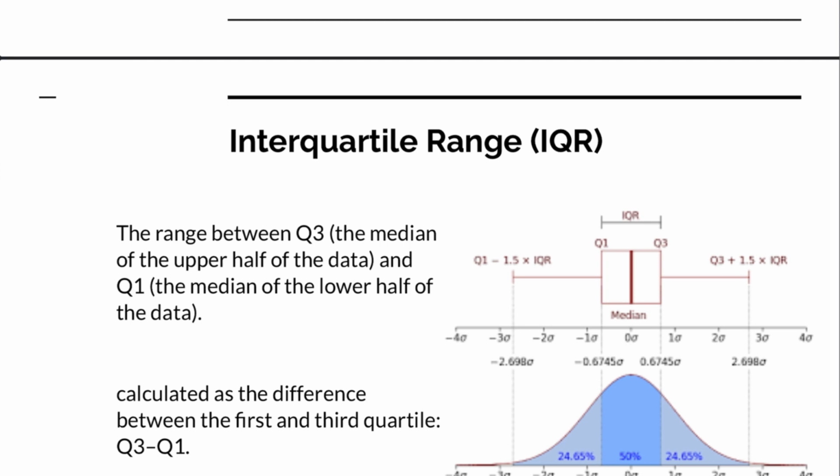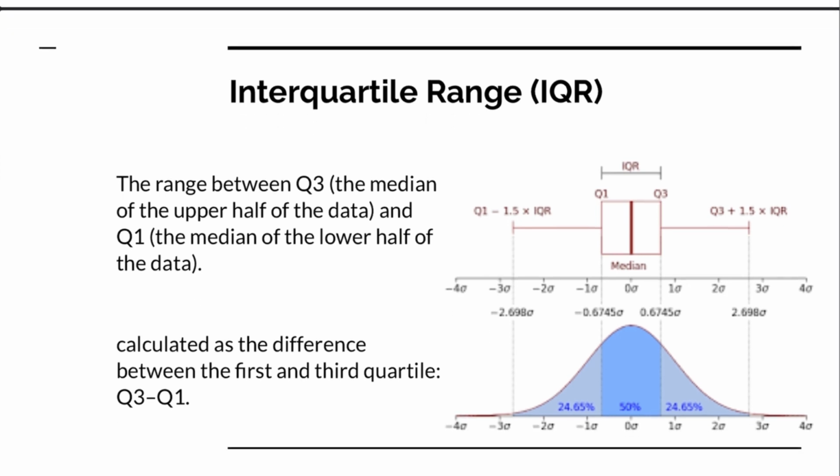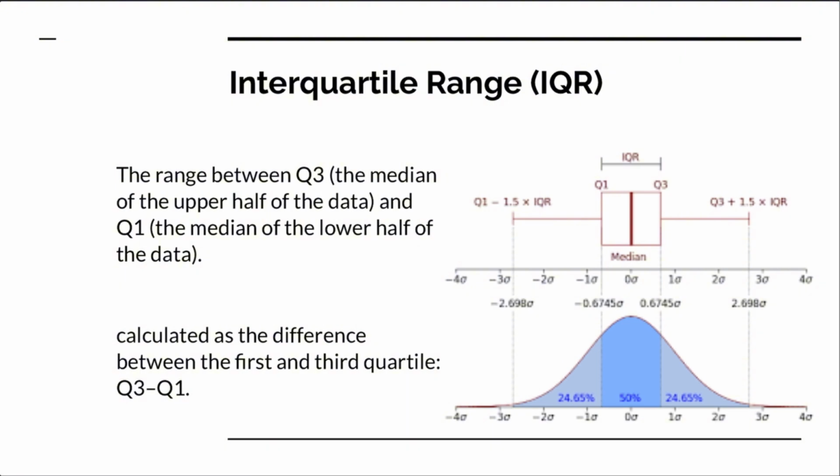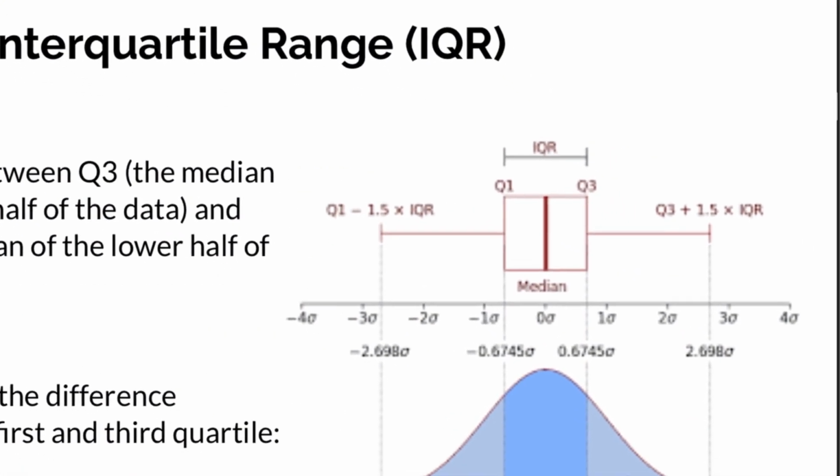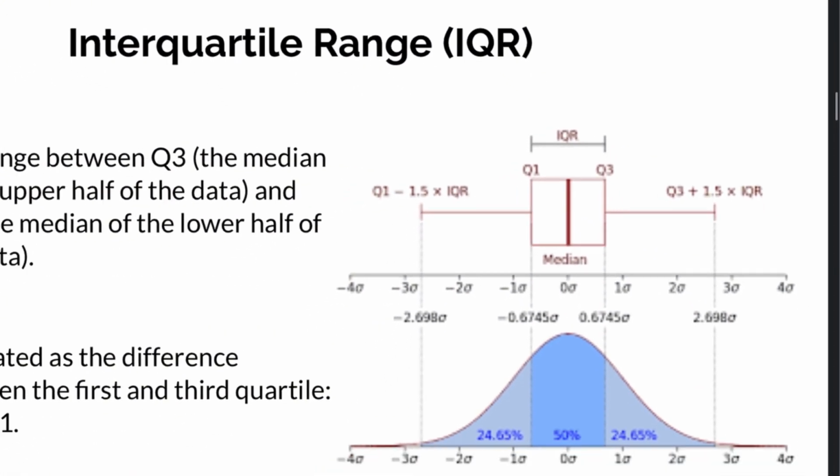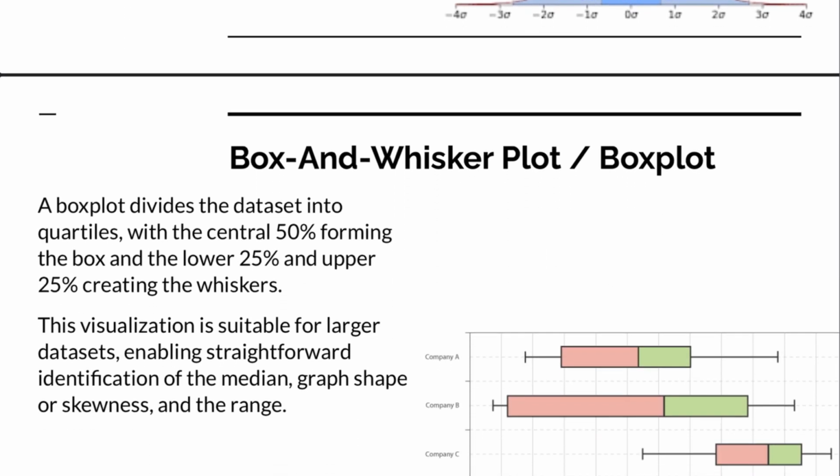Interquartile range, IQR: the range between Q3, the median of the upper half of the data, and Q1, the median of the lower half of the data, calculated as the difference between the third and the first quartile. Here's an example. Now that you're done reading this example, let's go on to the next thing.